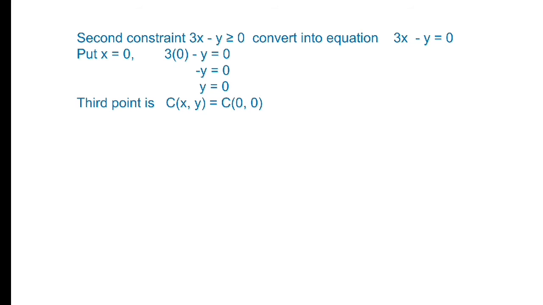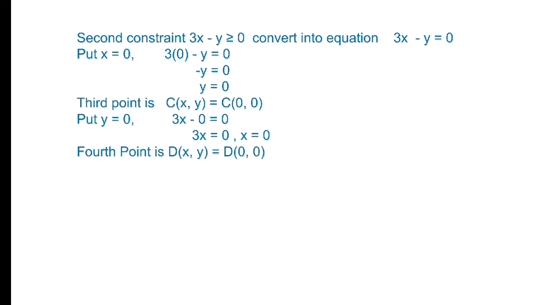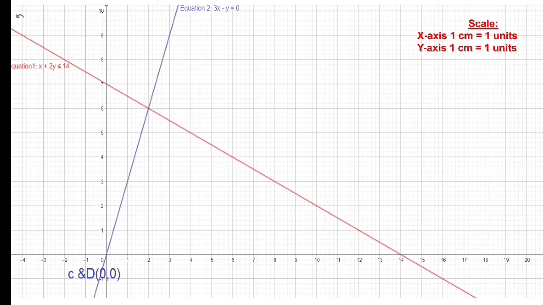Similarly, if you substitute y equal to 0 in 3x minus y equal to 0, therefore 3x equal to 0, and x equal to 0. Here also the point will be the same. That means this line is passing through the origin. That is the reason both points are getting the same 0 comma 0. For this the graph will be in blue color. C and D points will be at the same place.